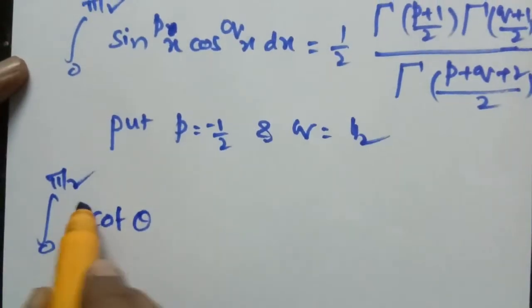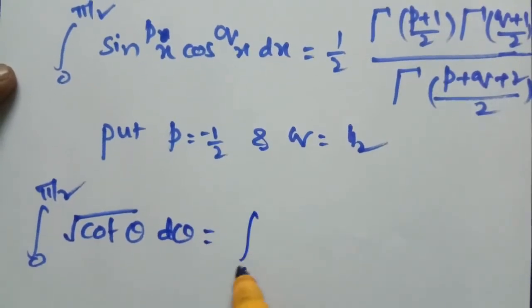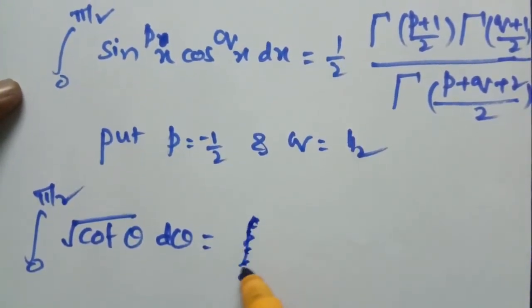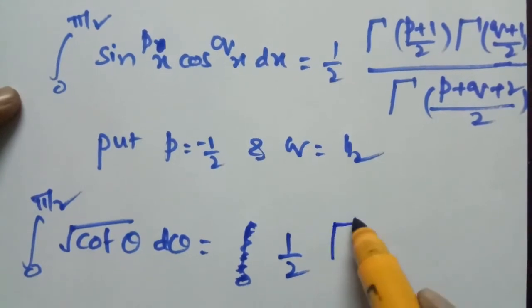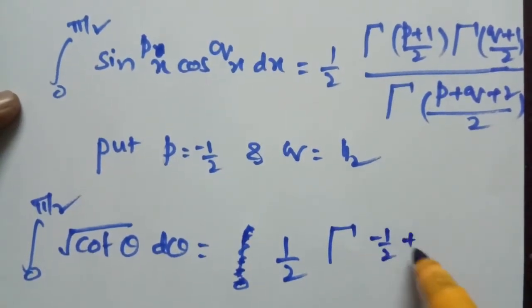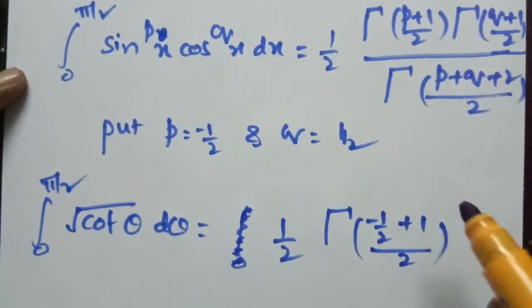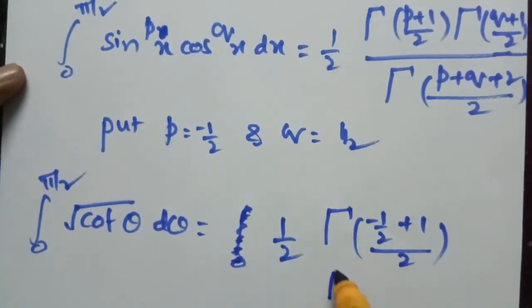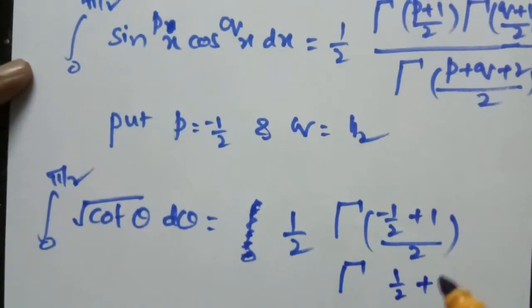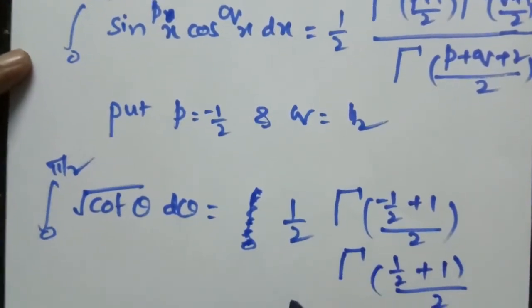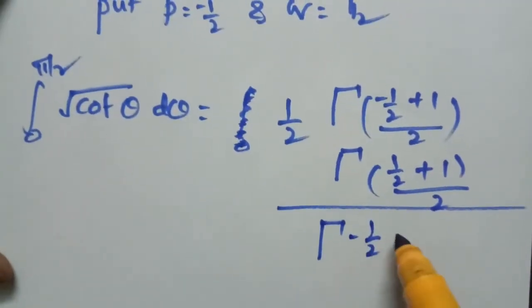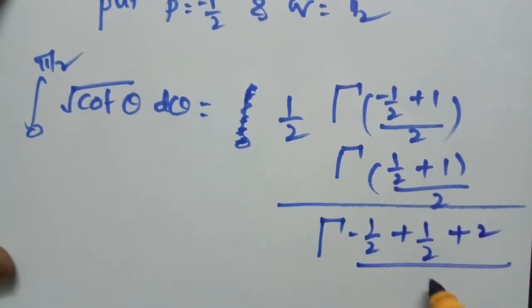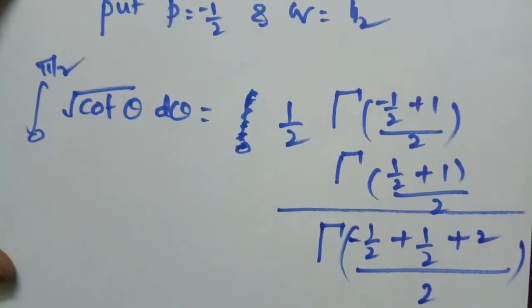So integral cot theta d theta is equal to 1 by 2 times gamma minus half plus 1 by 2 into gamma 1 by 2 plus 1 by 2, whole divided by gamma minus 1 by 2 plus 1 by 2 plus 2 by 2. In the above formula we are substituting.